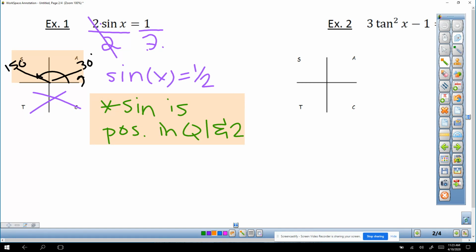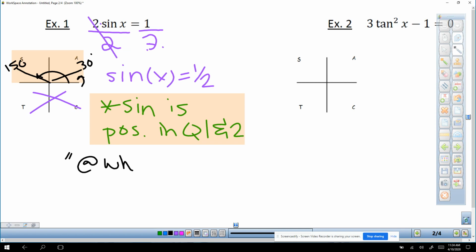Now the next thing we did was figure out the question was asking at what angle is sine's value 1/2.